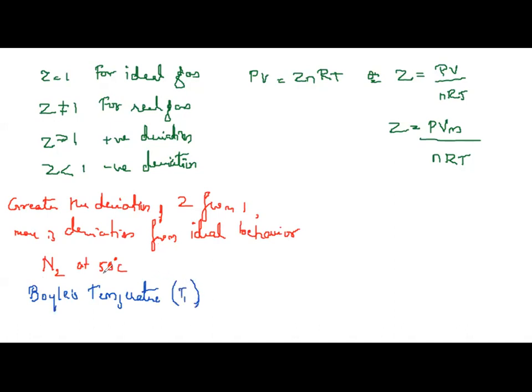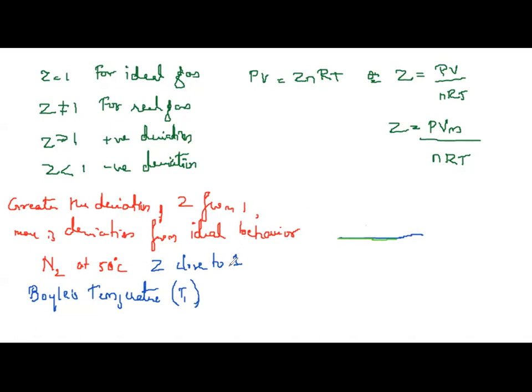So what does this mean? I just gave you an example. For nitrogen, the Z value is close to 1 at 50 degrees Celsius. That means almost at this temperature, nitrogen is showing ideal behavior. At this temperature, for a considerable range of pressures, it will show ideal behavior. That means its curve will go with the ideal curve. So nitrogen, at a temperature say 50 degrees Celsius, will follow the ideal behavior over a range of pressures.